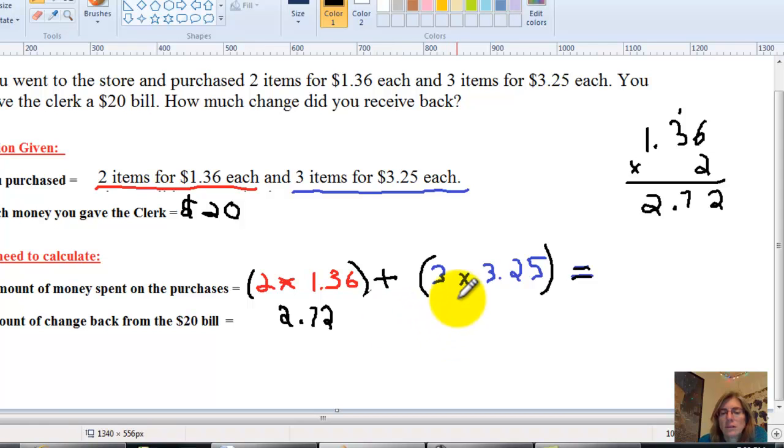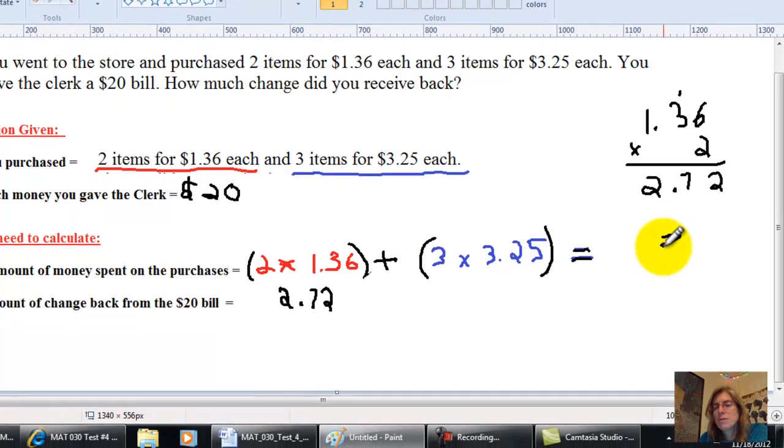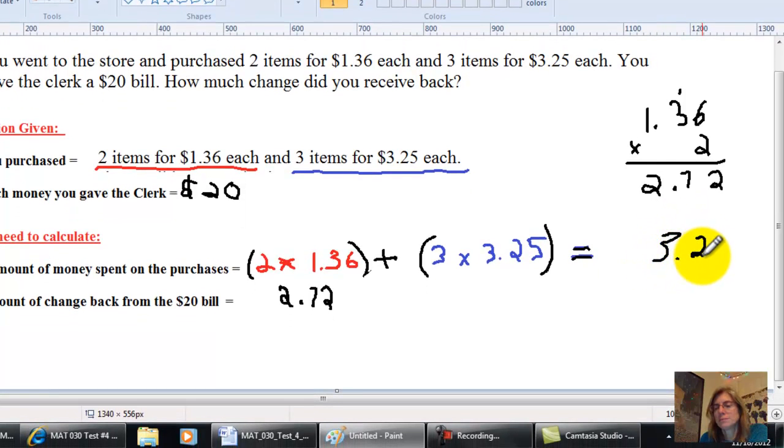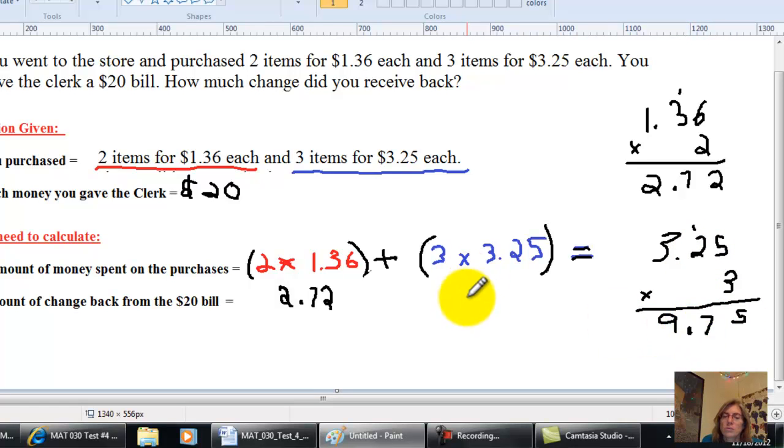Then you're going to have another answer here, 3 times 325. So let's work on that one. 325 times 3. 5 times 3 is 15. Carry your 1. 3 times 2 is 6, plus that 1 is 7. 3 times 3 is 9. You have 2 decimal places in the answer. So this multiplication comes to $9.75. You spent that much on the 3 items, and this much on the 2 items.